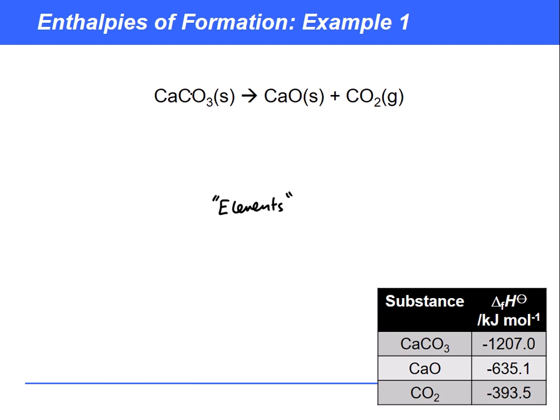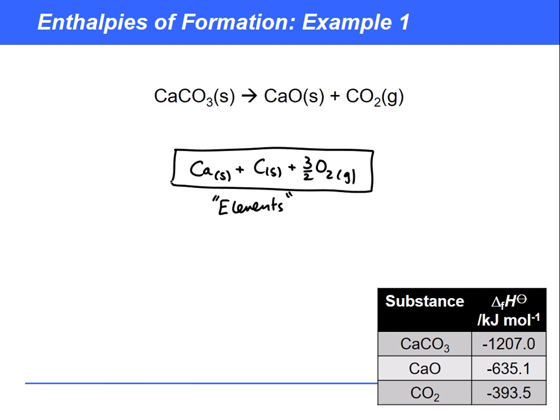So if we consider calcium carbonate, we found a few moments ago that we need calcium, we need carbon, and we need 3 halves O2. And if we take those substances and we turn them into calcium carbonate, we find down here that the enthalpy of formation in order to do that is minus 1207 kilojoules per mole. Now we'll add on here our enthalpy change that we want to find.